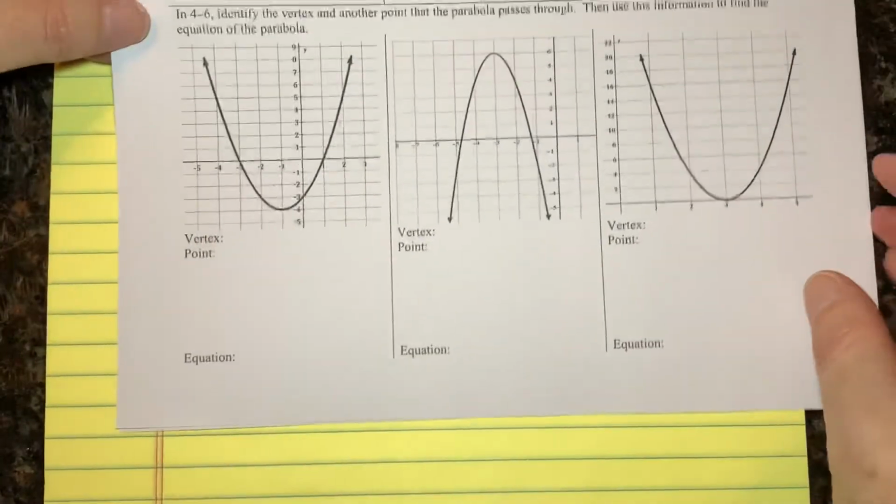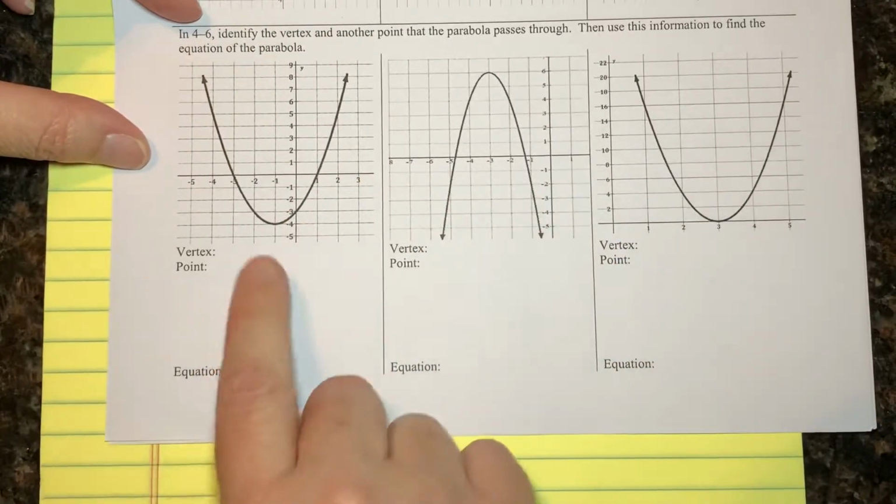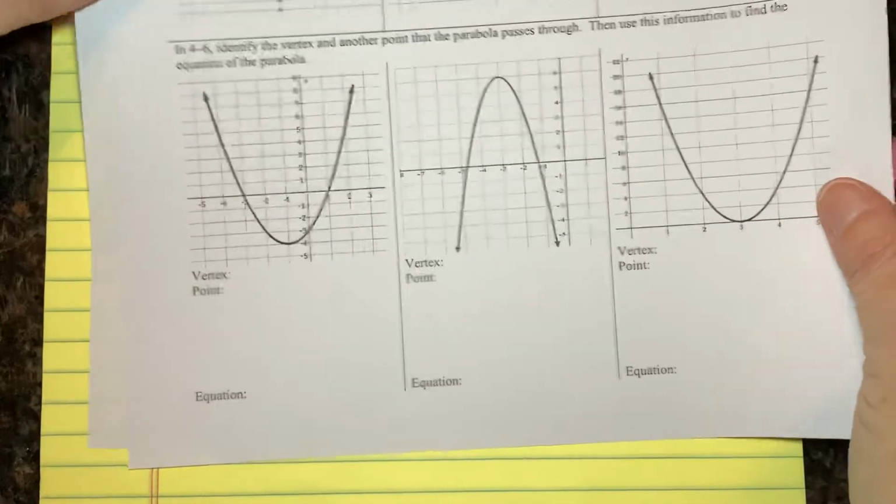Then at the bottom here, you have the graph. So you're trying to identify what the equation is. So where is the vertex? Pick another point, write the equation out.